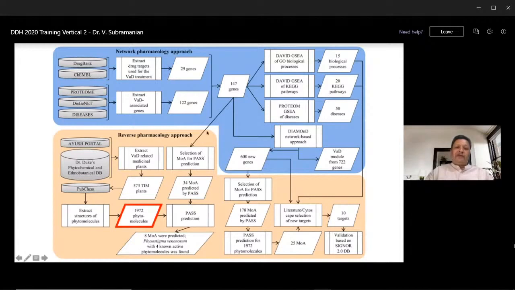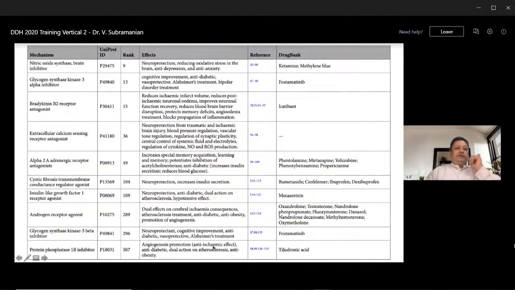So for 147 genes, we see how many targets are available in the PASS prediction data set, and 34 MOA were predicted by PASS. And then, of the 147 genes, out of 600 new genes, we got 15 biological processes, 20 KEGG pathways, and after the 178 mechanisms of action predicted by PASS for these compounds, we got 10 targets shortlisted for vascular dementia. So these are the 10 targets.